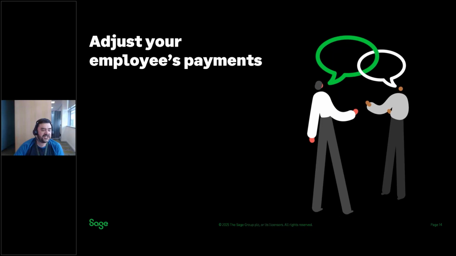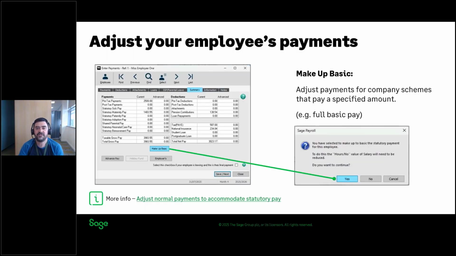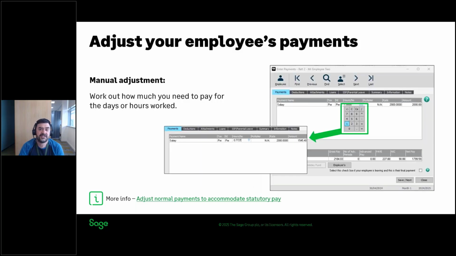So before we talk about that, just to recap, adjusting the employee's payments. One method might be to use Make Up Basic. So you would enter the full amount you want your employee to receive, go to the Summary tab and click the Make Up Basic option, and then you will be prompted to reduce your employee's pay. So that's an easy way you can do an automatic adjustment for those employees where you have a company maternity scheme. Or you can do manual adjustments. So work out what you want to pay the employee for that particular period based on what they've worked. Enter that on the Payments tab, and that will then be added to whatever the SMP happens to be.